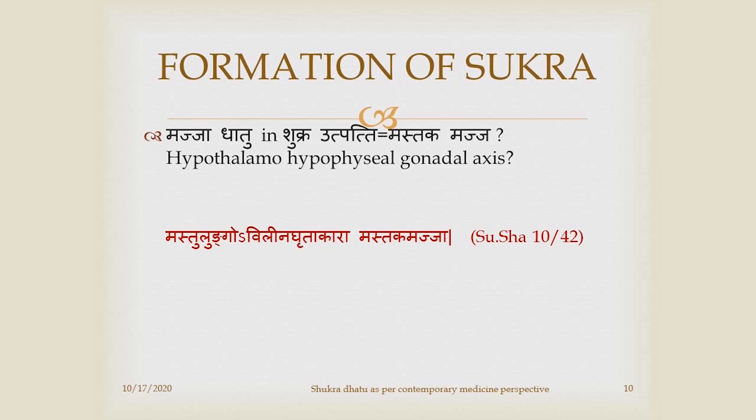So do we have to consider the Mastishka Majja in the Shukradhatu Utpatti? We all know, in spermatogenesis and oogenesis, there is a hypothalamo hypophyseal gonadal axis. The hypothalamus will secrete gonadotropin releasing hormone. This GnRH will stimulate the anterior pituitary to secrete FSH, follicle stimulating hormone, and luteinizing hormone. This FSH and LH help in spermatogenesis and oogenesis. So we can also include the Majja Dhatu as the Mastishka Majja too.